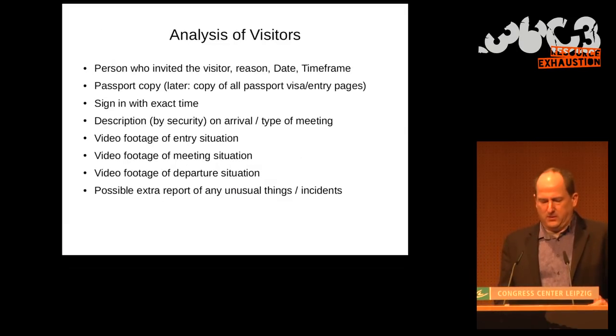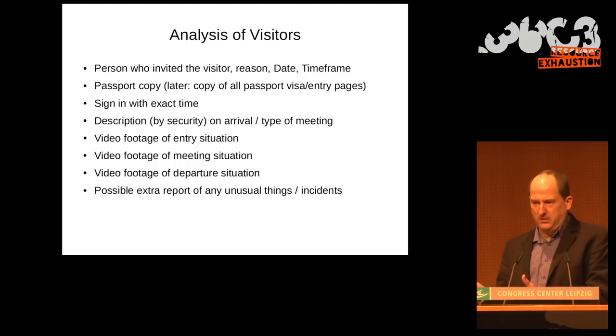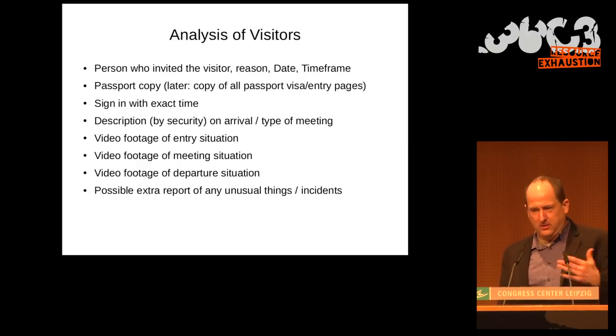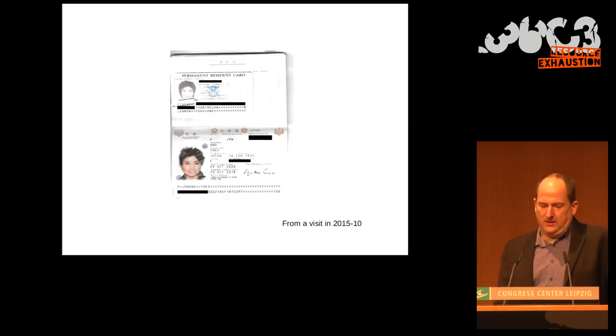So from the visitors, what they would have is who invited them, for what date, what time frame, the copy of their passport. Later, one of the modifications was that all pages with entry stamps and visas would be photocopied as well. The exact time when they really came, the description by the security guards of how they appeared, maybe if they came alone or with someone, video footage of the entry situation, the meeting, and the departure. And as I said, extra incidents. So we would have a lot of material of passport copies.